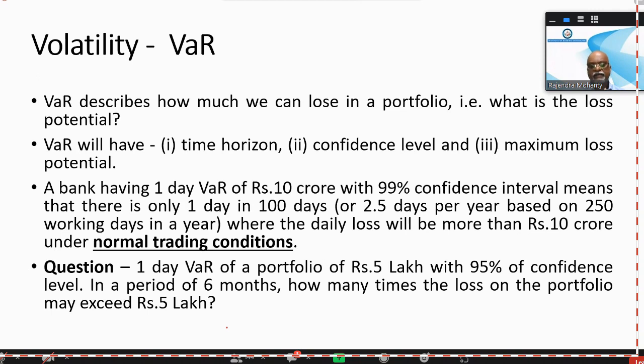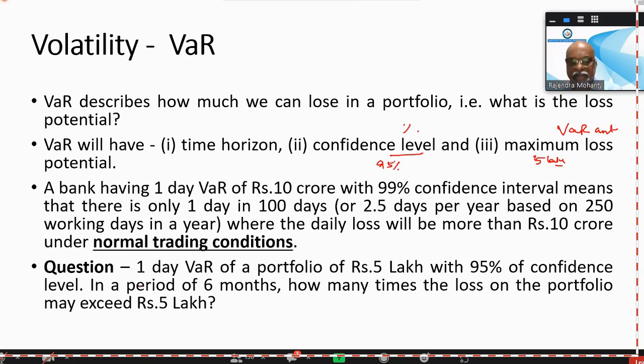Confidence level you should understand. This 5 lakh is the VAR amount. I've told you, VAR has a maximum loss that is called VAR amount. Then there is a confidence level which is given in a percentage, and there is a time horizon within what time period it happened. So here, one day VAR of a portfolio of 5 lakh, so VAR amount is given as 5 lakh with 95% confidence level.